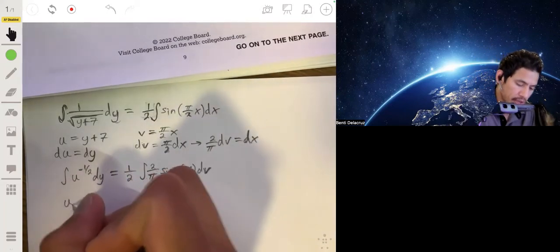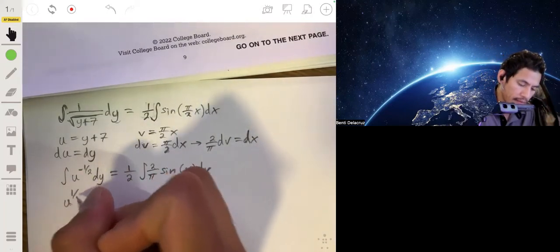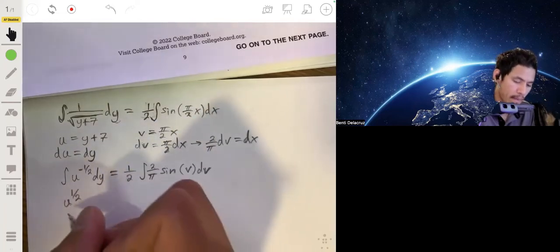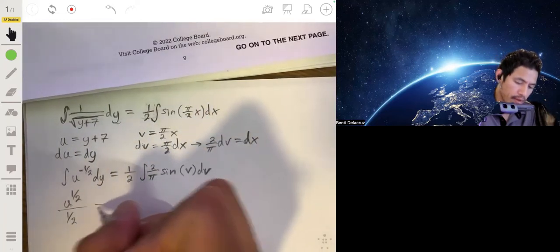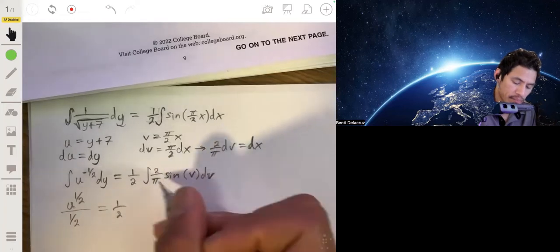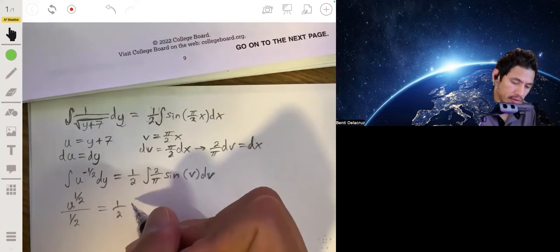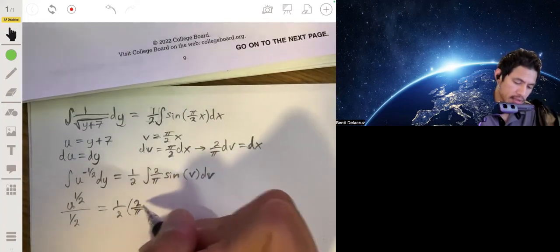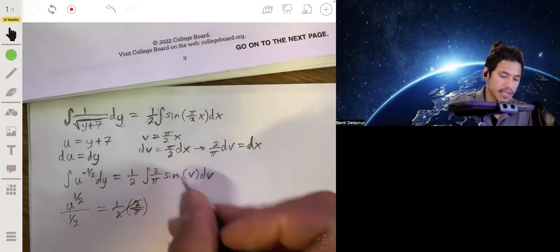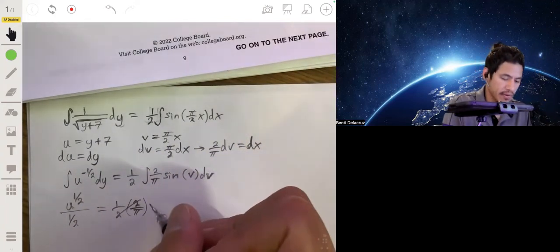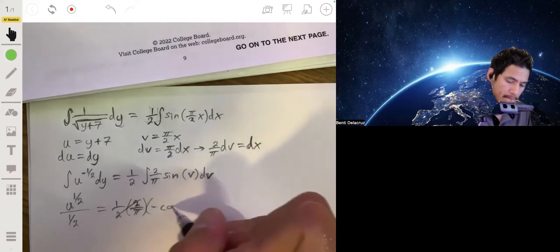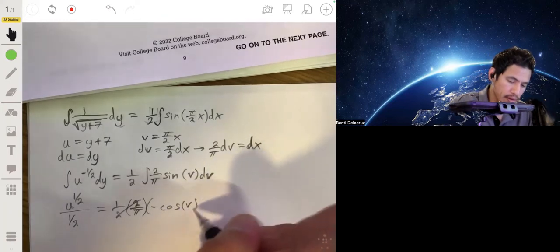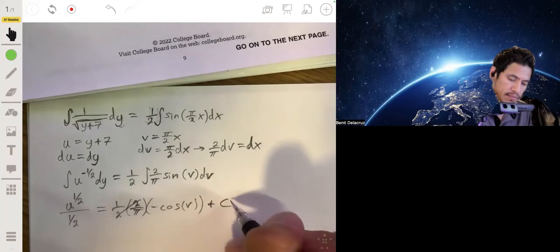Then from here, it's easier to integrate using the power rule or reverse power rule on the left. We'll get u to the 1/2 over 1/2, and the right side will be 1/2 times the 2 over pi as our constant. Those 2's will cancel. The antiderivative of the sine of v will be the negative cosine of v plus our constant.